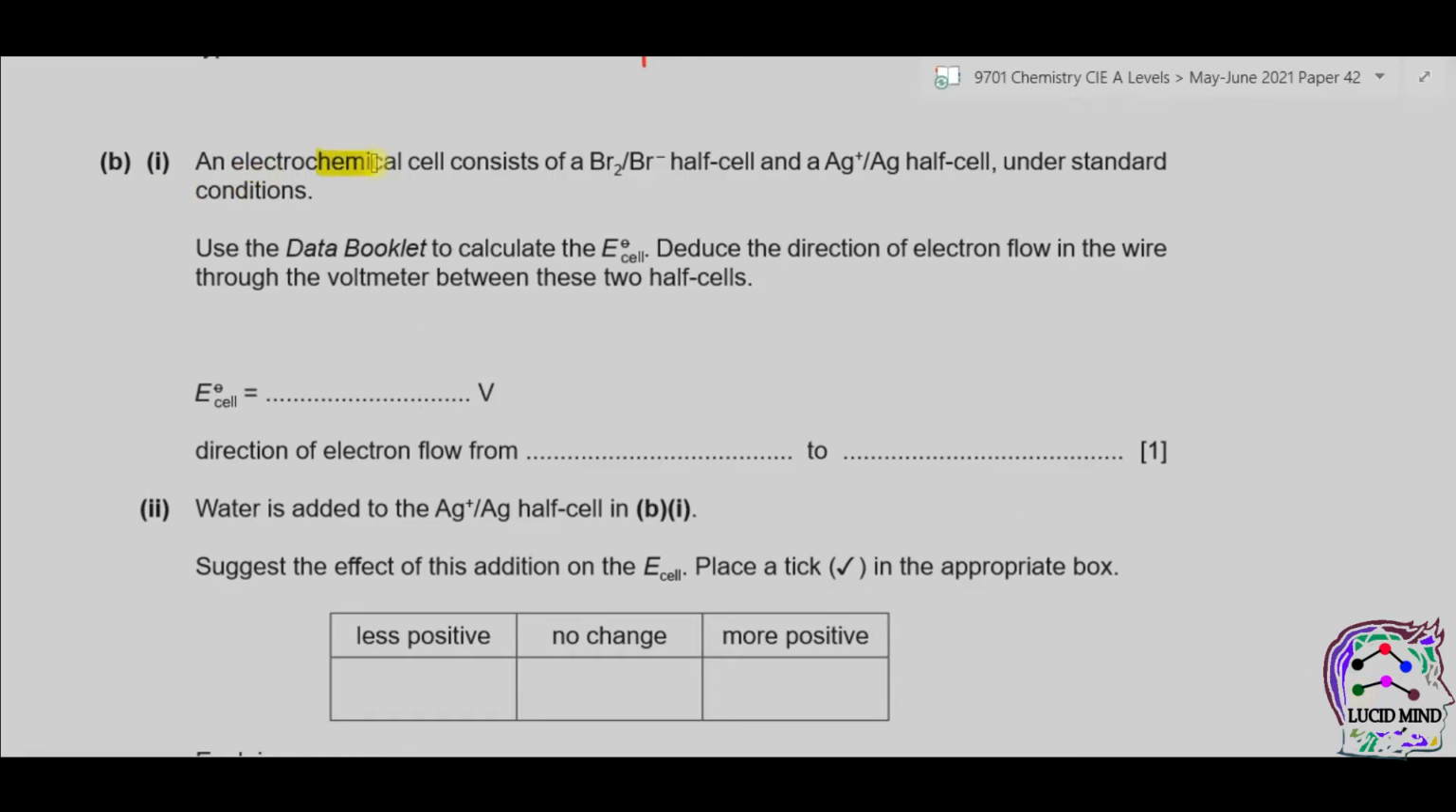B part 1, an electrochemical cell consists of a Br2/Br- half cell and a silver Ag half cell under standard conditions. Use the data booklet to calculate E naught of cell. Deduce the direction of electron flow in the wire through the voltmeter between these two half cells. We have to find out the E naught of cell in volts and the direction of electron flow from which to which one. From the data booklet we can find the values for this half cell and this half cell. We can write the reduction equation for both. First one is Br2, it gains electrons to form Br-.